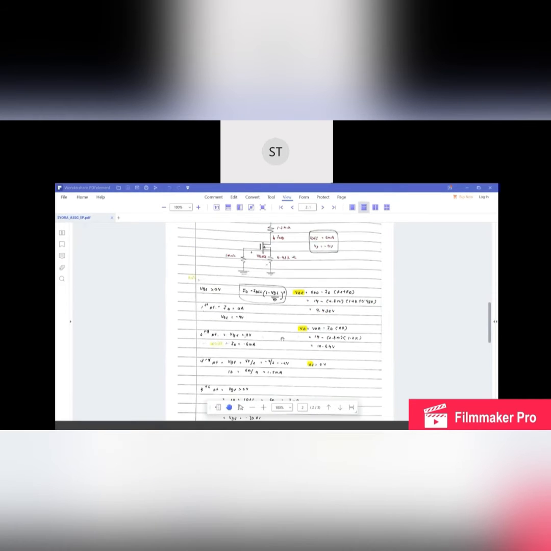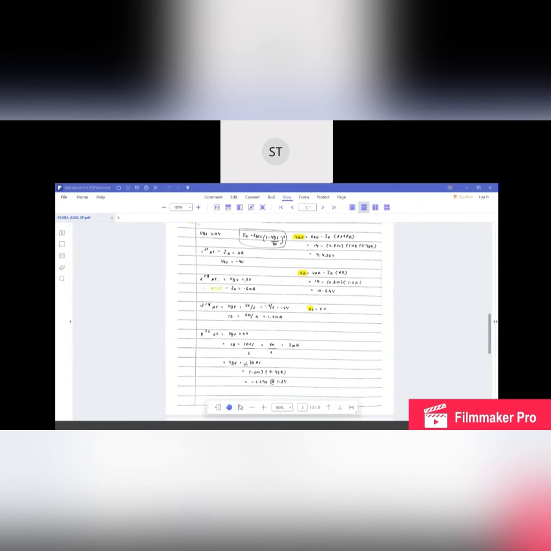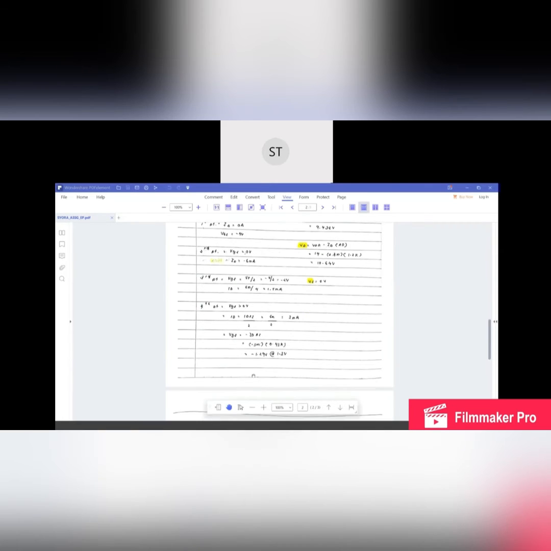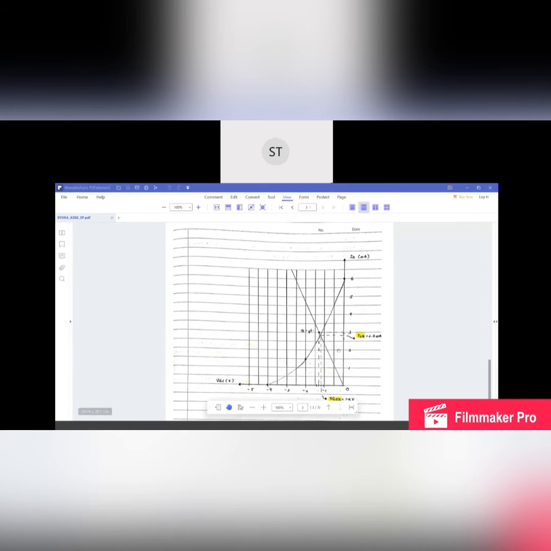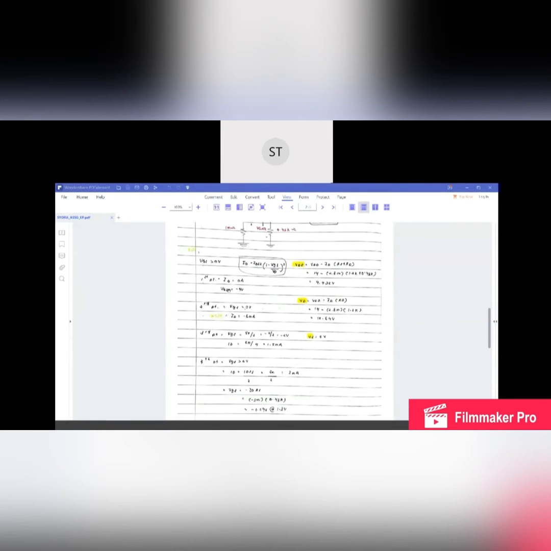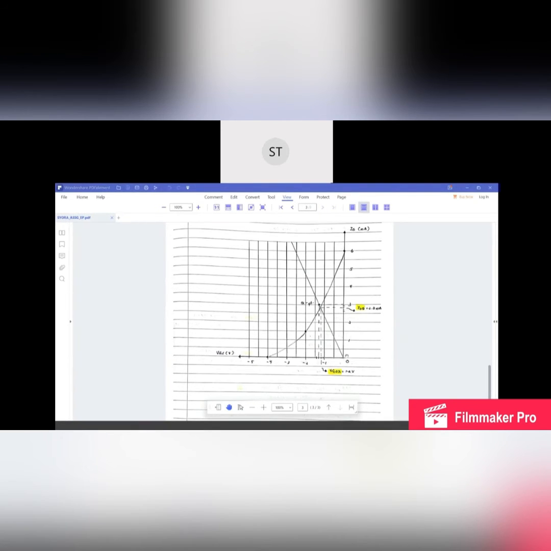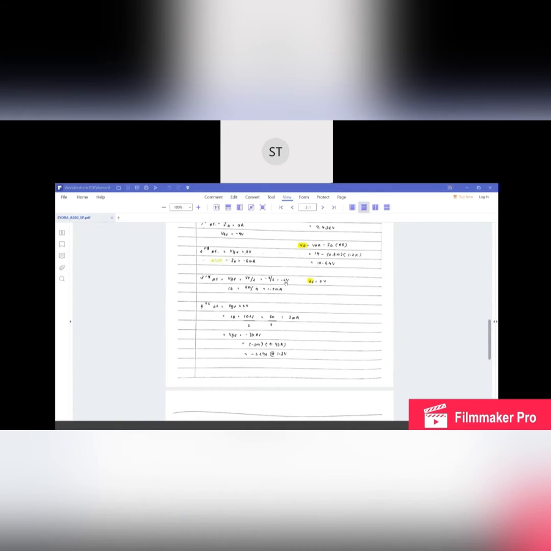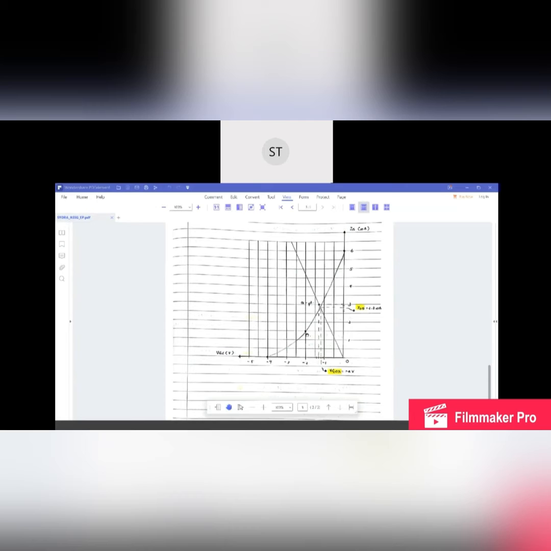For the VGS, I just apply KVL from here to here. From this equation, I get VGS equals negative ID times RS. We get ID from here and put a negative in front, so negative 3 milli times 0.43 kilo ohms. I get negative 1.29 volt, or 1.3 volt. This makes it easier to plot the graph. From the three points, the first point is 0, negative 4 and 0, 6 milli, and the last point is negative 2 volt and 1.5 milli.